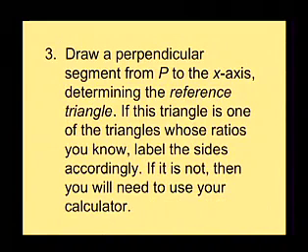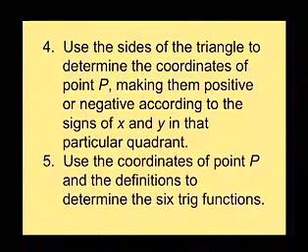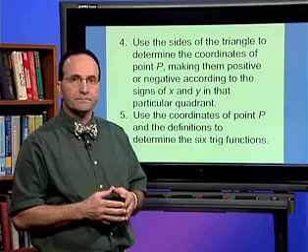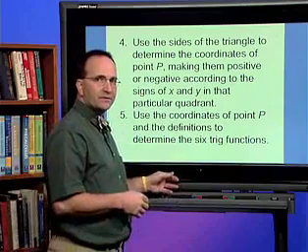If this triangle is one of the triangles whose ratios you know, label the sides accordingly. If it's not, then you'll need to use your calculator. Use the sides of the triangle to determine the coordinates of point P, making them positive or negative according to the signs of x and y in that particular quadrant. Use the coordinates of point P and the definitions to determine what the 6 trig functions are. Let's work an example of this.